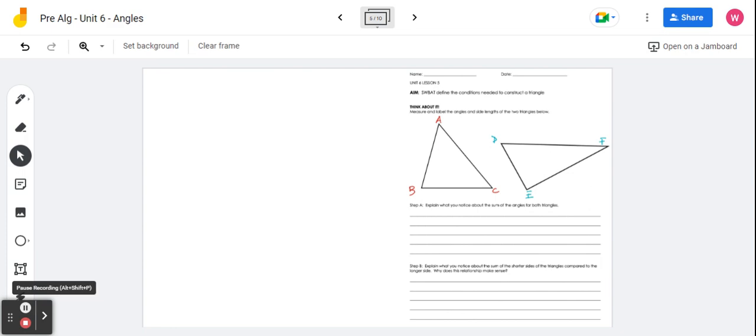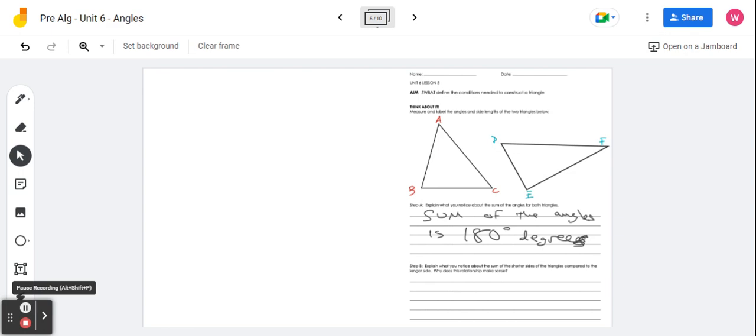I'm hoping that you notice that the sum of the angles for both of these triangles is 180 degrees. Sum of the angles is 180 degrees. There should only be two E's there, my bad. So for every single triangle that is drawn, it's going to be 180 degrees.